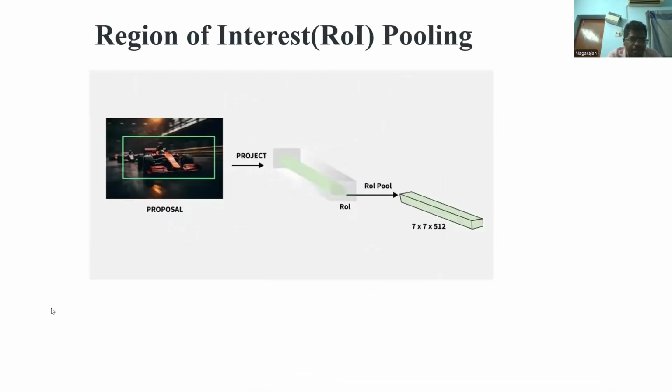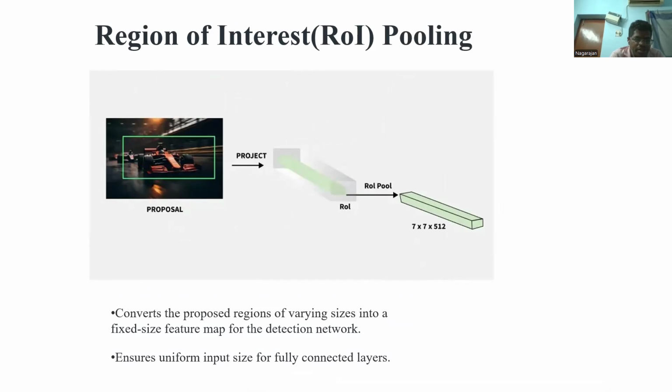Then region of interest. Assume there is an object like a car, so it goes through ROI pooling. After ROI pooling, the convolution layers apply extraction and give the final answer. Generally, this converts the proposed regions of various sizes into a fixed-size feature map for the detection network, because deep learning models always need a feature map of fixed size. It also ensures a uniform, standard input size for the fully connected layers.